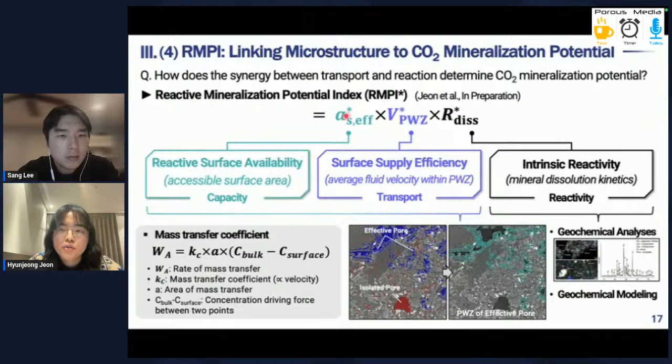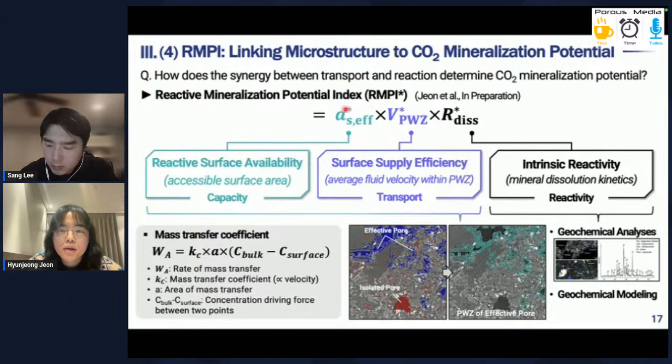As shown here, RMPI is composed of three essential terms. First, the reactive surface availability, which represents the geometric capacity of the rock. Second, the reactive surface supply, which accounts for the rate and efficiency of fluid renewal, which is the fuel for the reaction. And third, intrinsic reactivity derived from the rock's mineral composition.